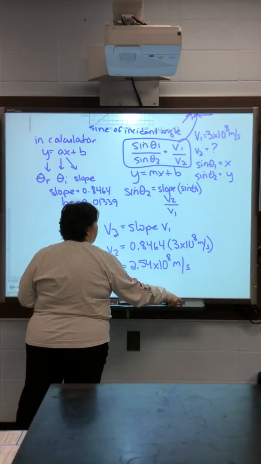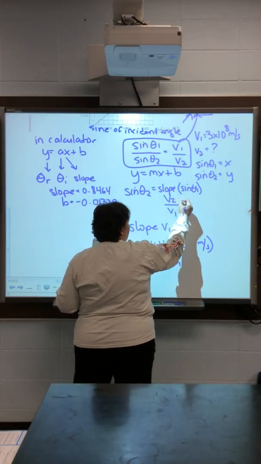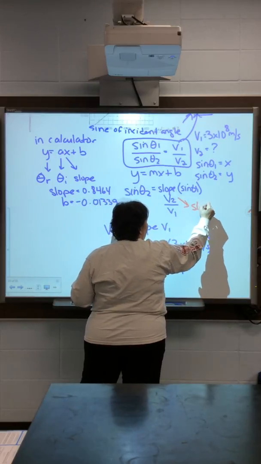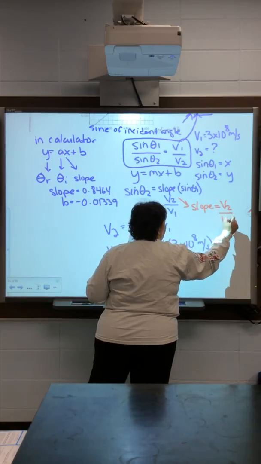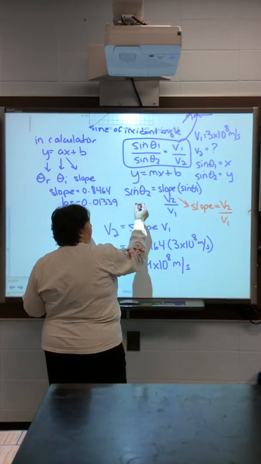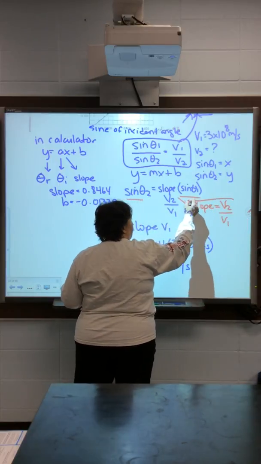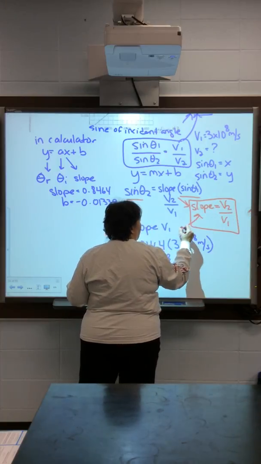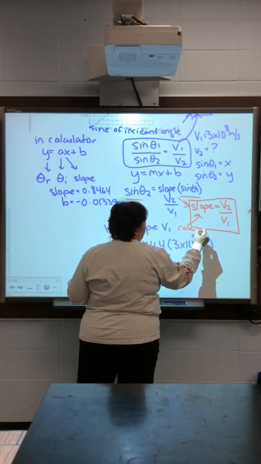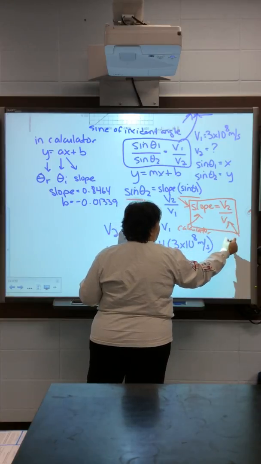Because of this here, slope, right here. Slope is equal to V2 over V1. So we don't need to look at sine theta 1 or sine theta 2. We just can look at this here. We get this from the calculator and this from the known information.